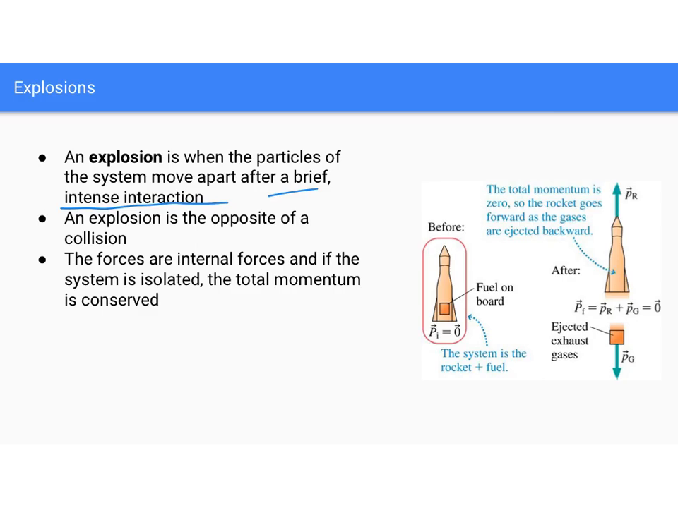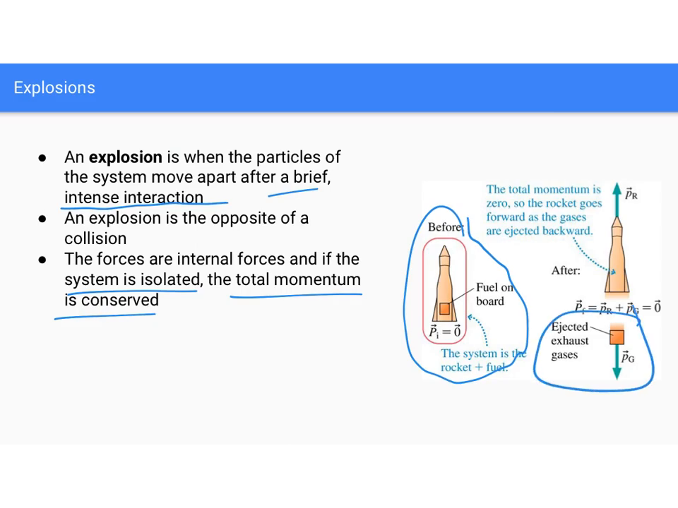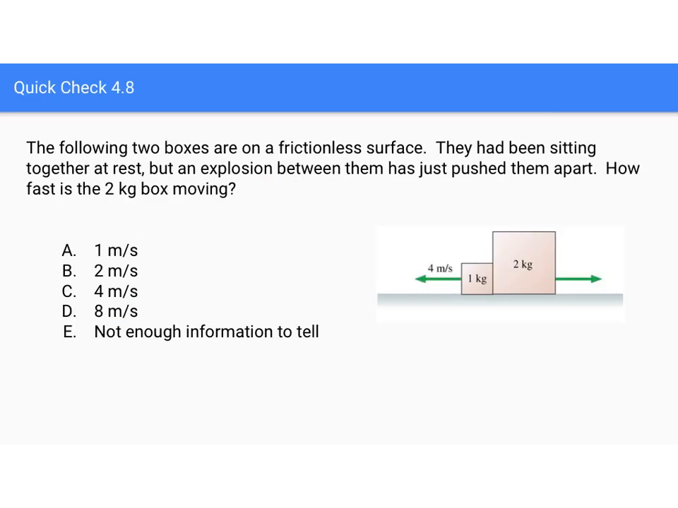So an explosion is the opposite of collision, but it's still an isolated system, so the total momentum is still conserved. So here, for example, on the right, we have a rocket ship, and it's got fuel, and it exhausts out that fuel in terms of gases by burning it. So it pushes down so the rocket ship can go up, but the total momentum will still be 0. It's still an isolated system.